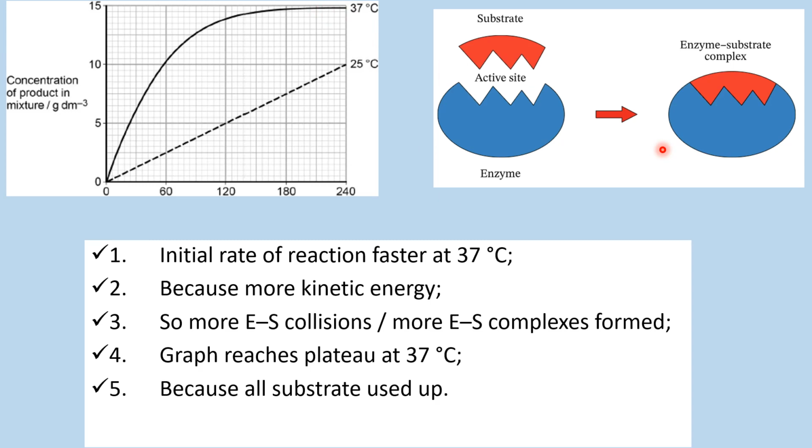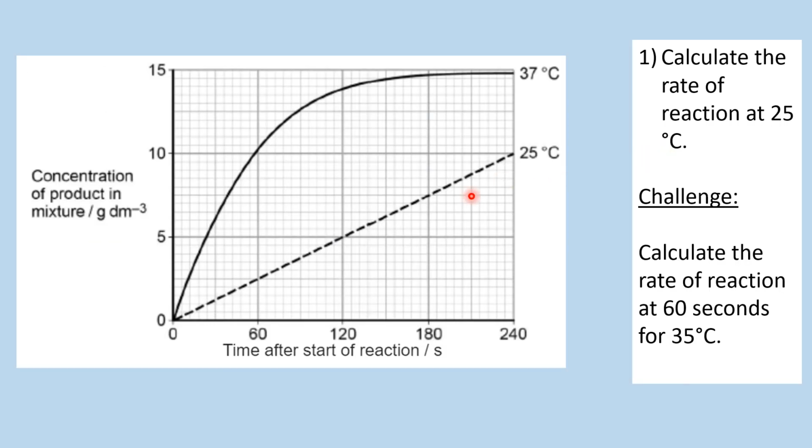Let's move on to our second question. I have the same graph, same question, but here I have two questions on calculating the rate of reaction. Number one, a bit easy, at 25 Celsius. The challenge is calculating the rate of reaction at 60 seconds for 37 Celsius. So I want you to calculate the rate of reaction at 25 Celsius. It's a straight line. And for 37, I want a specific time. I want 60 seconds. So pause the video and have a go.